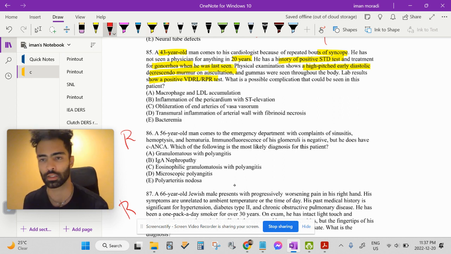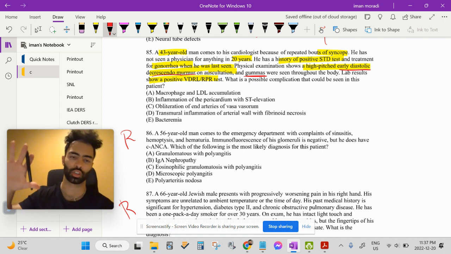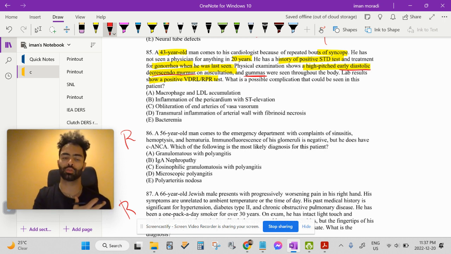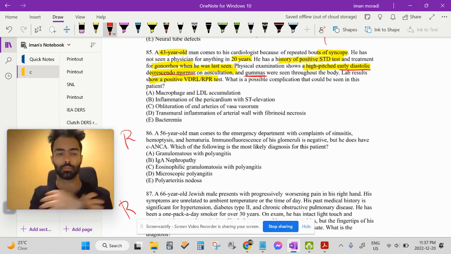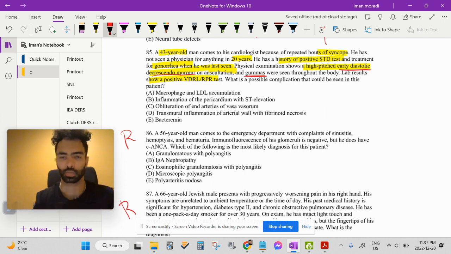Okay, let's analyze this. Early diastolic decrescendo murmur. These gummas are something you see with tertiary syphilis. It's literally just destruction of a set of tissue, because syphilis destroys your vasa vasorum, so the tissue also gets destroyed. It's kind of like an ischemic situation, like an infarct.